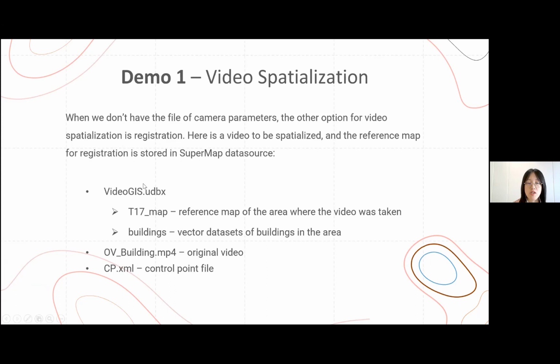And so here we have a list of the data we're using for this demo. First, we have a data source that contains the reference map. Then we have a file that is our original video file, which we will import into our software. And finally, we have a file that records our control points.